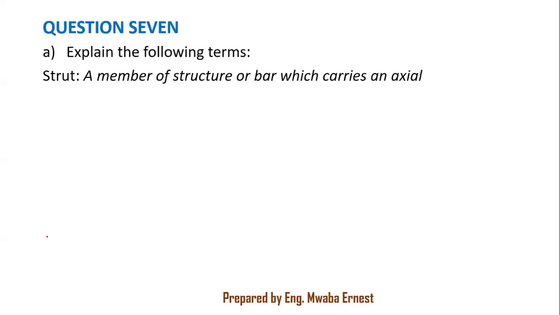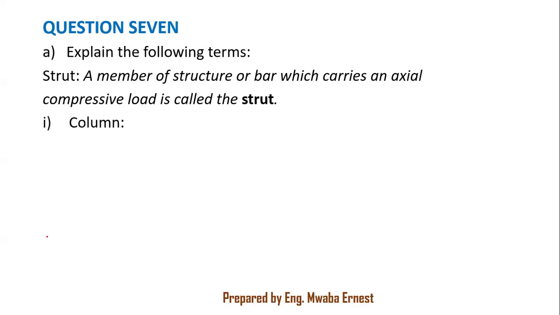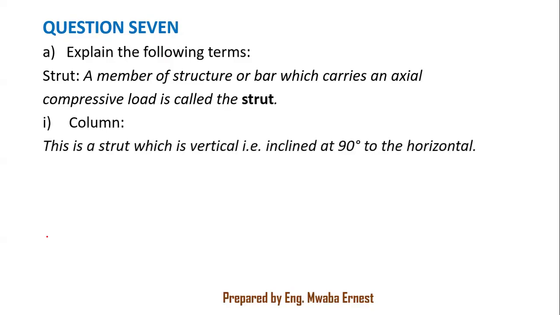Question 7, finally. Explain these terms. A strut is a member which is loaded in compression, or rather, we can call it a member carrying a compressive load. Then a column is basically a long strut, meaning you stand it erect, above the ground, with some considerable length, and that makes a column.